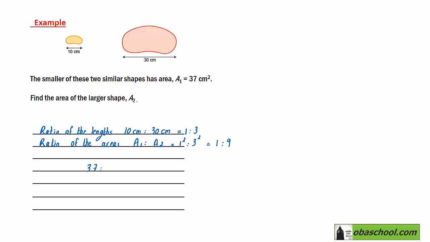Since A1 is equal to 1, and that is 37, and A2 with a ratio of 9. So 1 times 37 is 37, and 9 times 37 is A2. So let's multiply 9 by 37 in order to find A2, and A2 in such case would be 9 times 37, which is equivalent to 333 centimeters squared, and that would be the area of the second shape.